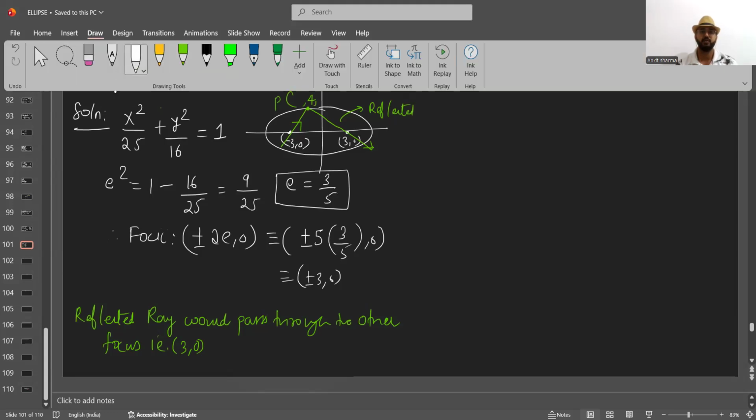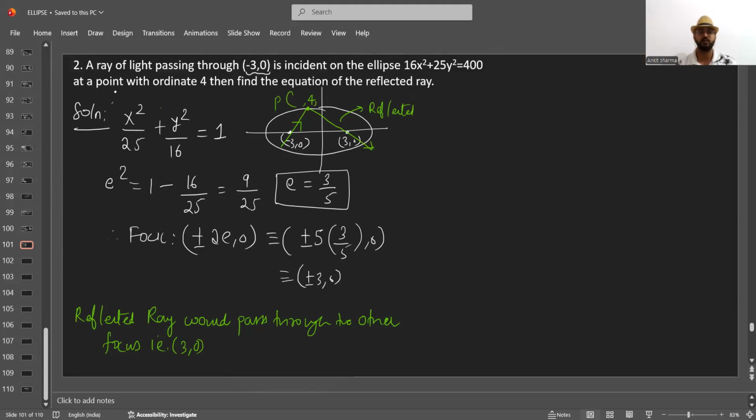So for point P, we know that y is 4. So we have here 16x² + 25y², with y is 4. So I can have 4 square again is equal to what? 400. That means I get 16x² + 25 is equal to 400 over 16. Directly we can take it common. So this will give me 25 again. This is quite strange. So I'm getting x² is equal to 0.